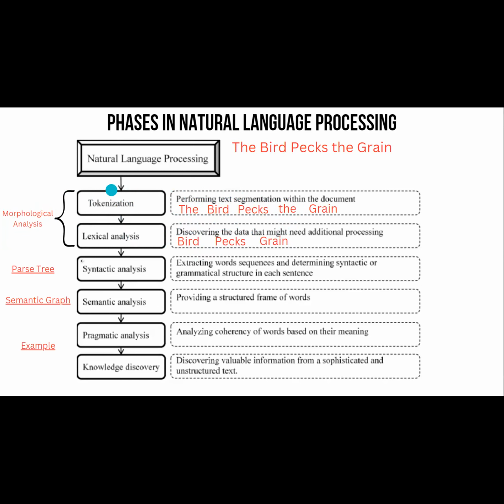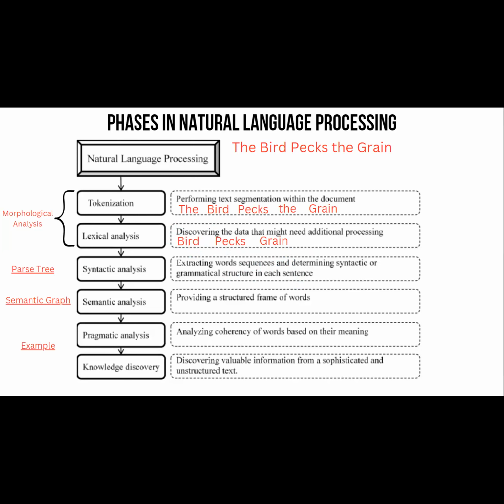Now, the next phase is the syntactic analysis. Now, syntactic analysis works on the grammatical structure. So, as we all know, we have studied grammar in our school days. There are some rules defined. Okay, the sentence should start with the noun. It cannot start with the verb. Like we cannot say pecks bird grain. We have to go with bird pecks grain. So there are some already defined rules.